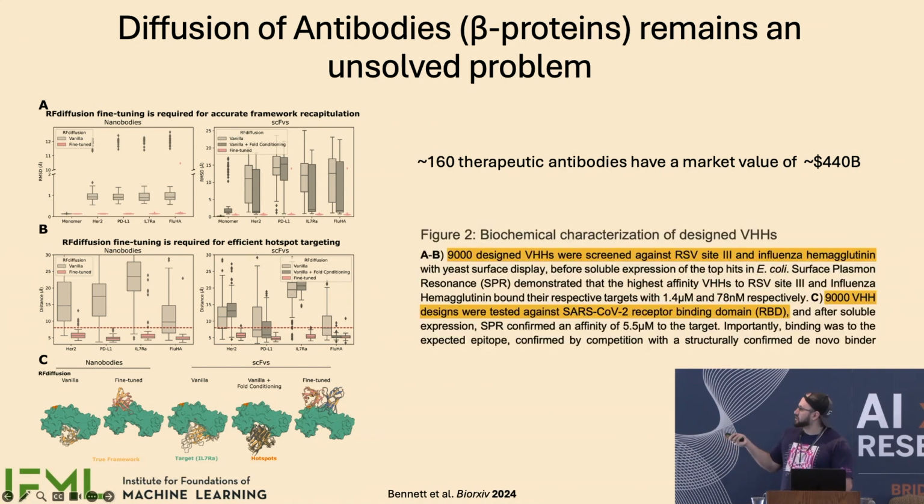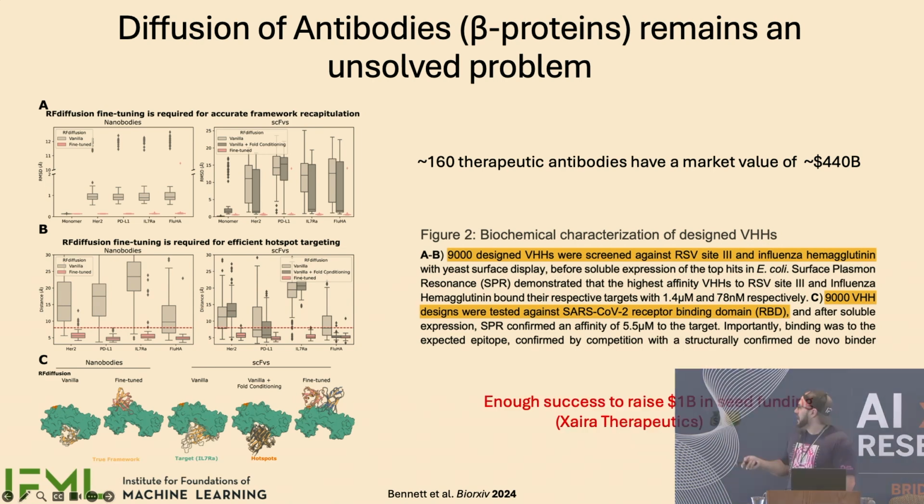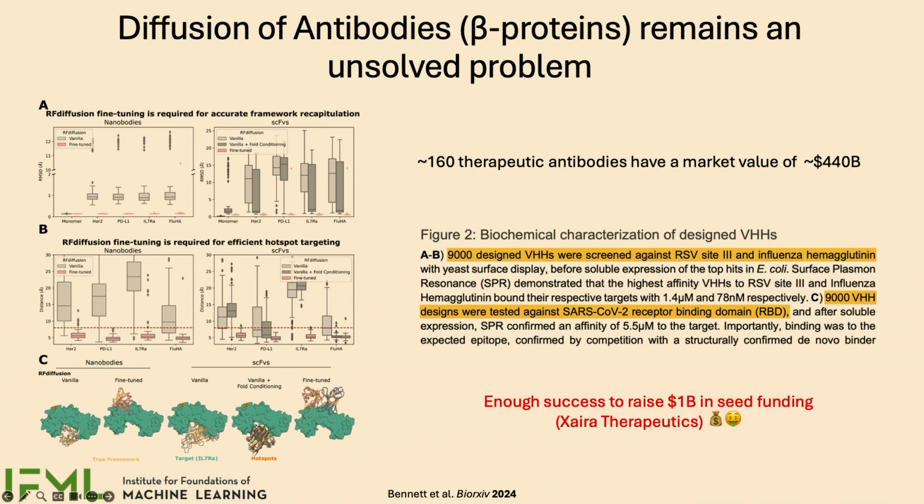And in their paper, they show that for them to have success, they had to make over 9,000 different antibodies to find some that worked, that were pretty good binders. And when you think about it, making 9,000 de novo proteins at a few $100s each, that's almost $1 million in just DNA cost, without even doing any wet lab experiments afterwards. So it's still a work in progress: how do we use these diffusion models to make antibody therapeutics? But it was enough to raise $1 billion in seed funding for their startup, so they're definitely going somewhere.